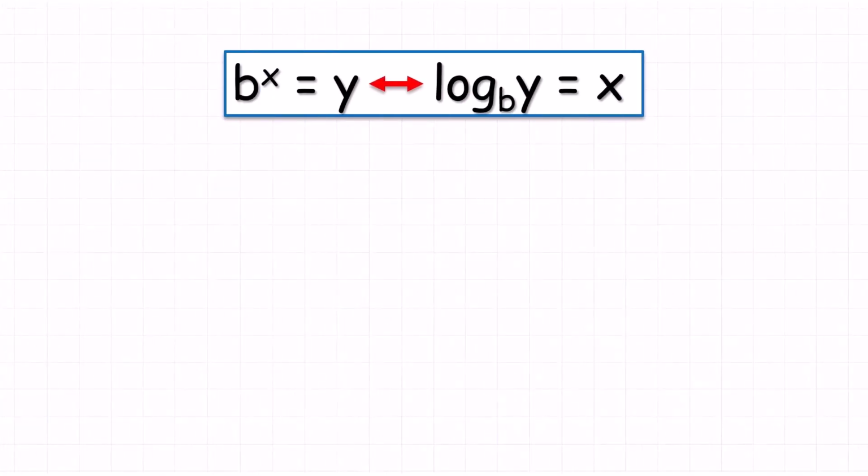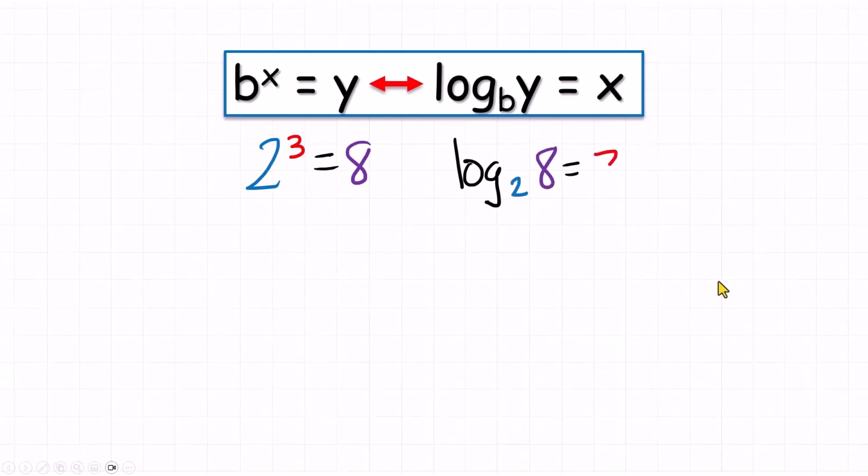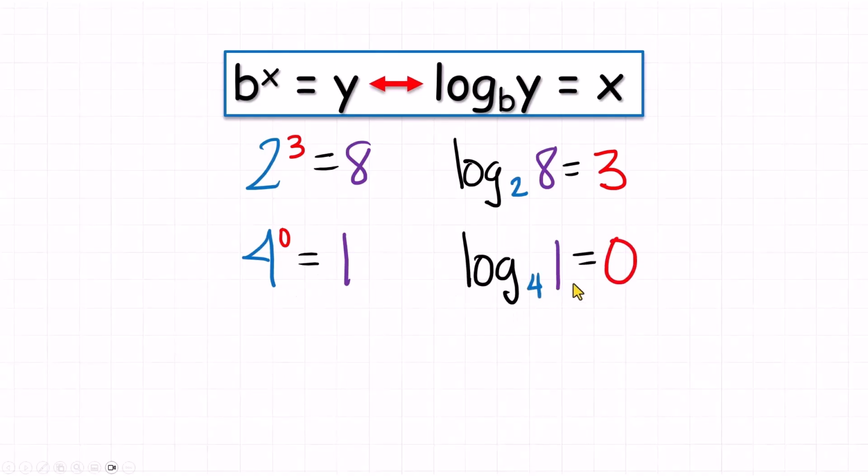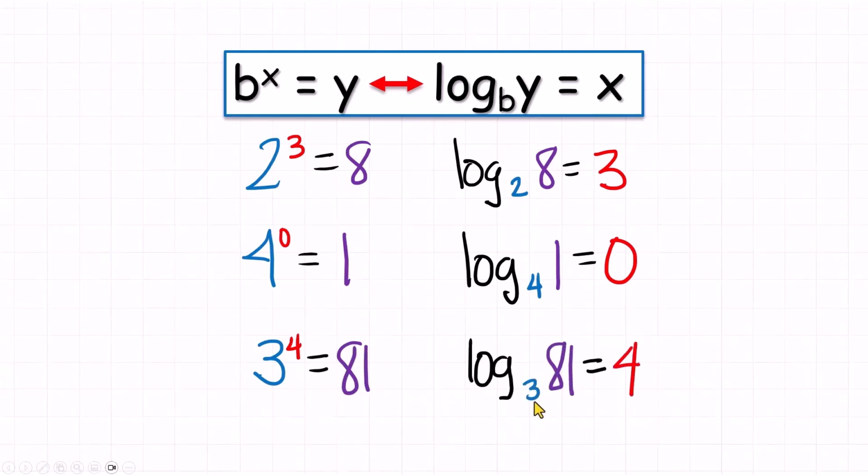Converting. These two expressions are the same thing. 2 to the third power equals 8. Well, when you convert that or translate that into log language, it's log base 2 of 8 equals 3. 4 to the 0 power equals 1, and log base 4 of 1 equals 0. These are equivalent. 3 to the 4th power equals 81, and log to the base 3 of 81 equals 4.